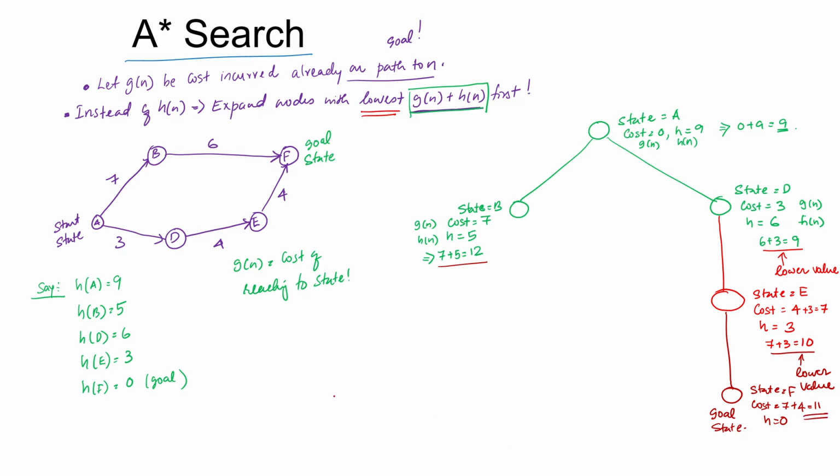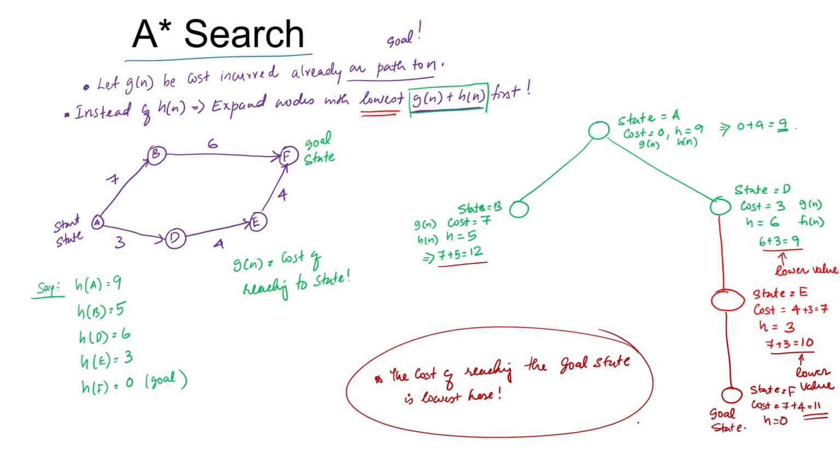The cost of reaching the goal state is lowest here. So, by combining the cost of reaching that state and also the straight line distance, we are able to get a better value in this case.